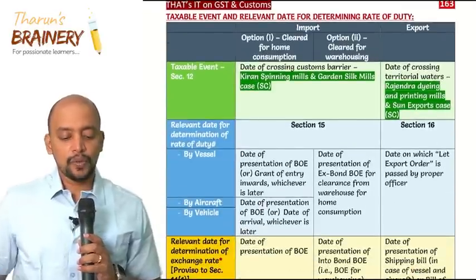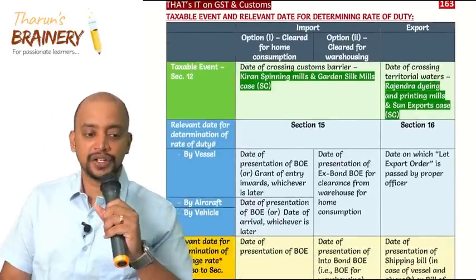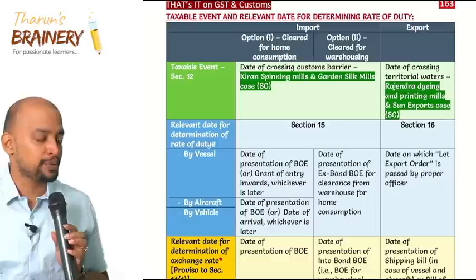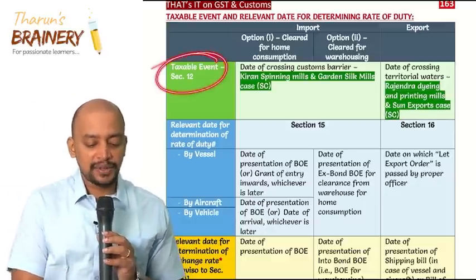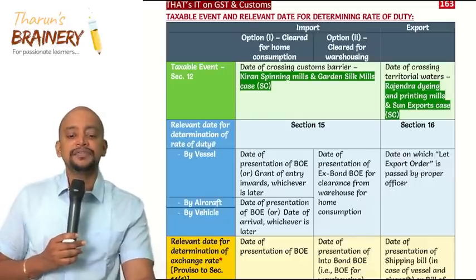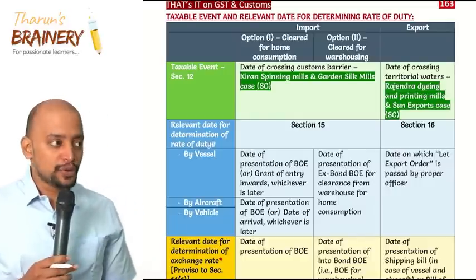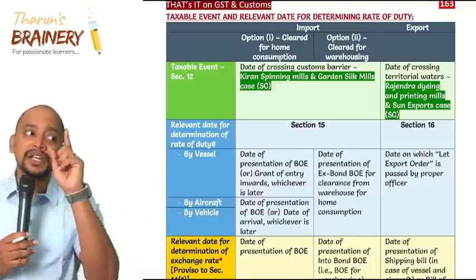Then next, what is the taxable event and relevant date for determination of rate of duty in case of import and export? Now, what we have seen so far is the taxable event. What is the taxable event in case of import? As and when the goods are imported and cleared for home consumption, that is the taxable event.